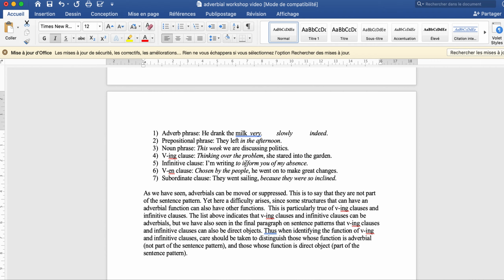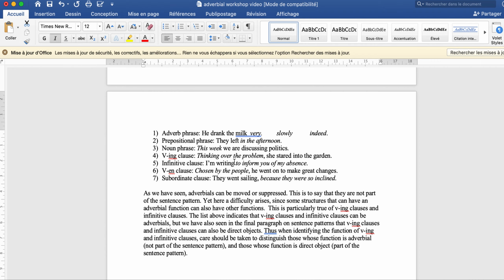We might think that to inform you of my absence is a direct object, right? But this is not what I am writing. What I'm writing is not to inform. That is not the complement. It is not the direct object complement of that verb. Instead, this can be confusing when we have infinitive clauses that immediately follow verbs, and this is an intransitive verb, right?